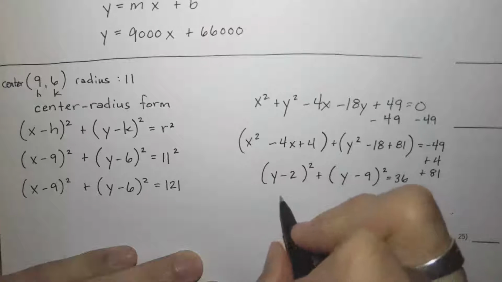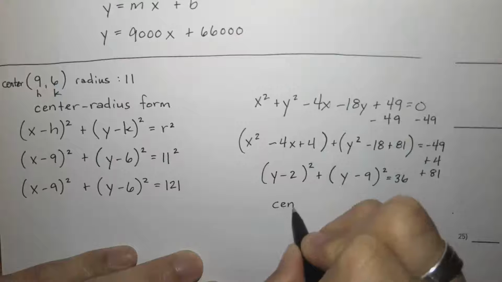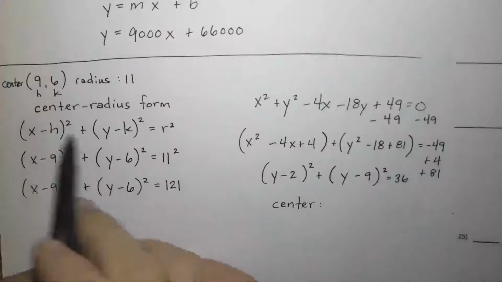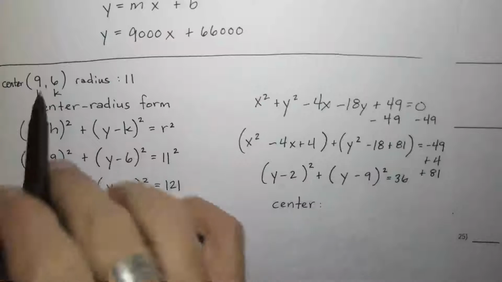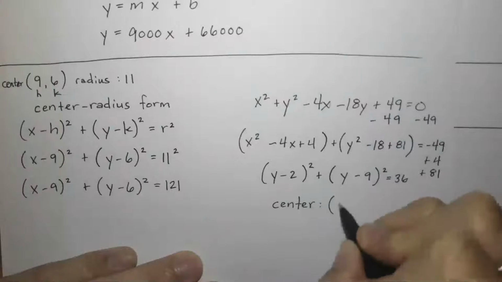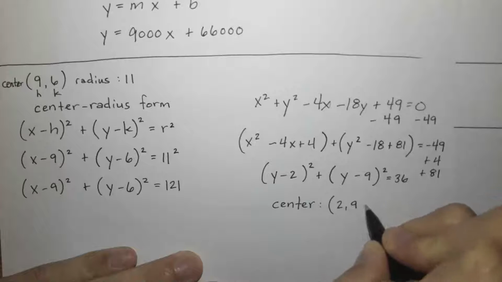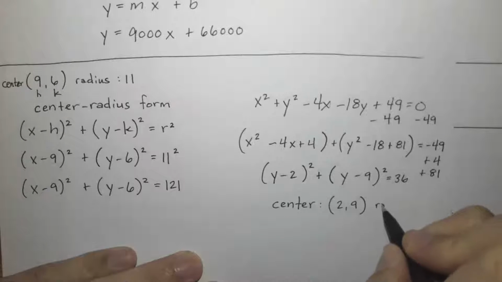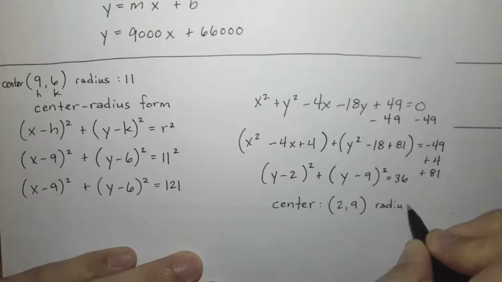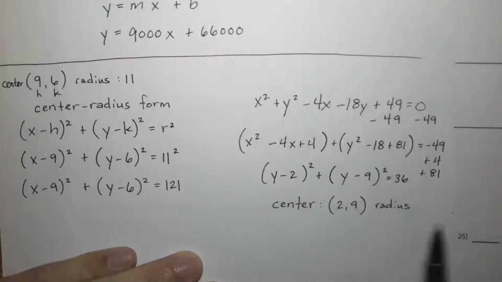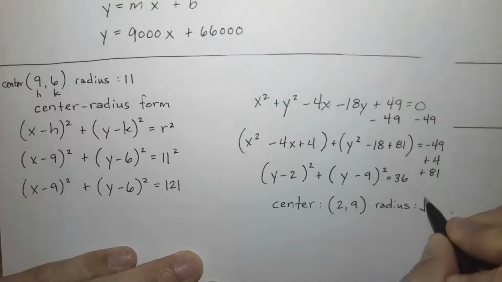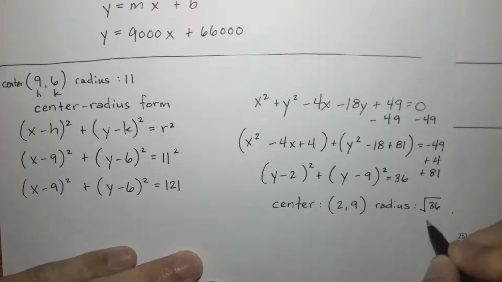Now, when we're looking for our center, same way we got to this one, right? The h and the k are the center. So this one's going to be 2 and 9. And then your radius, this comes as r squared. So we need to get it back to r. So we're going to have to take the square root of 36, which is 6. So 6 is our answer for our radius.